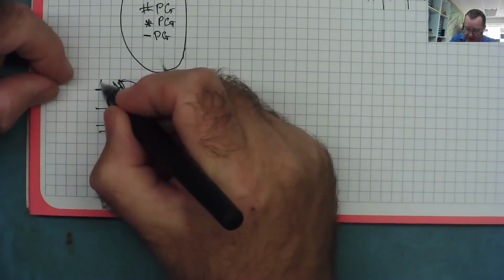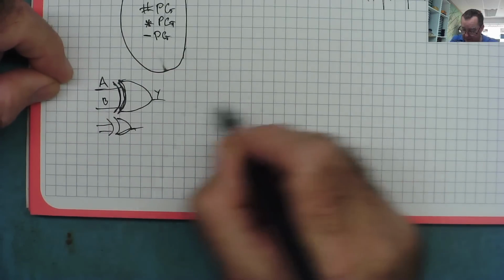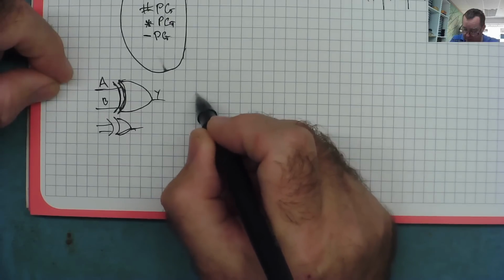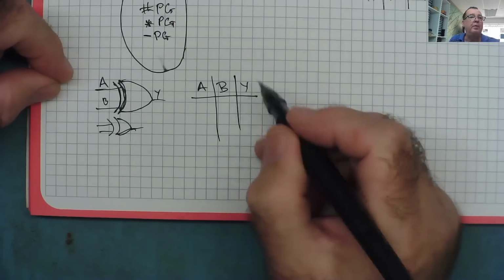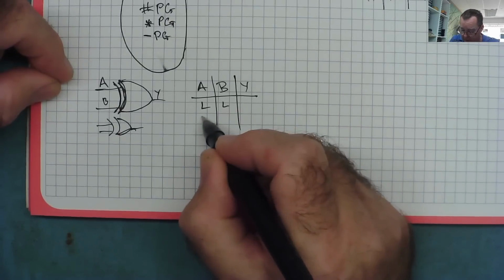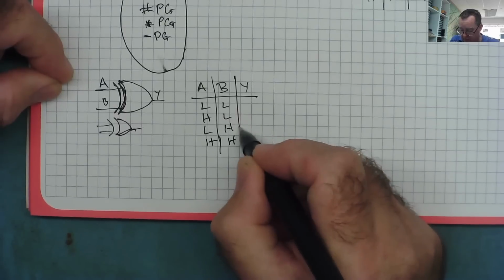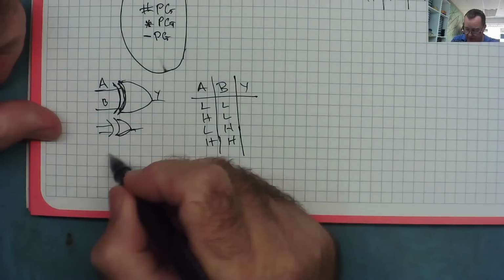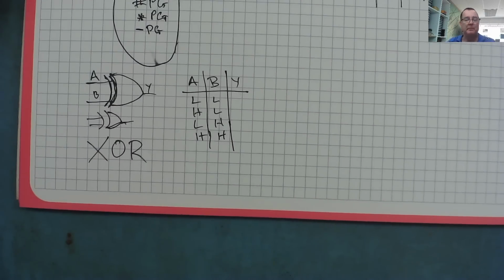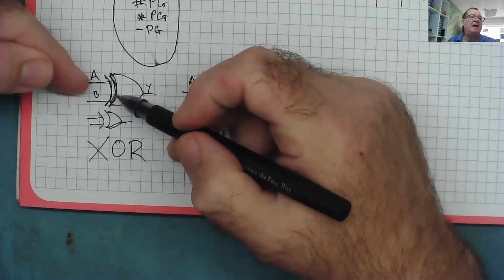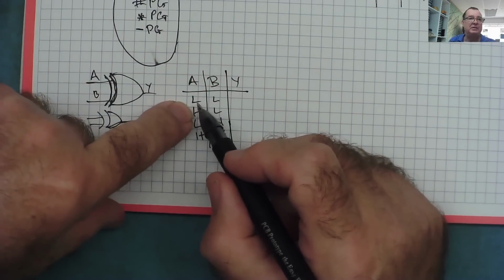Right, 2 inputs again, A and B. 1 output, Y. Truth table, A, B, Y. 4 possible combinations, we already know what they are. Both low, this one high, this one low, this one low, this one high, both high. What do we get? XOR, exclusive OR, XOR. If A is high or B is high, the output will be high. So, like an OR gate to some extent.